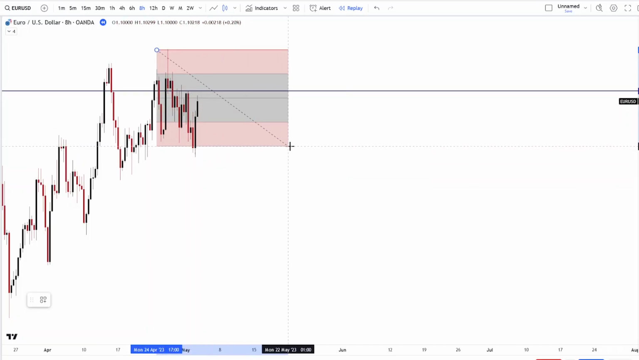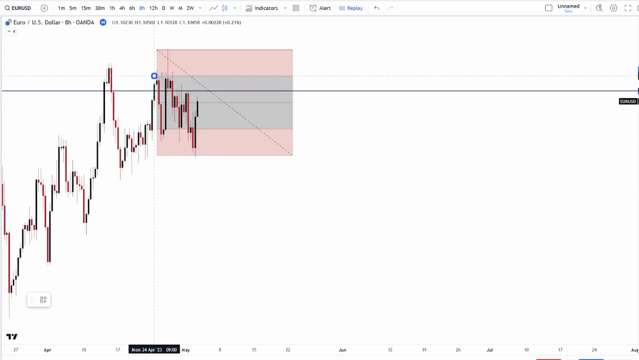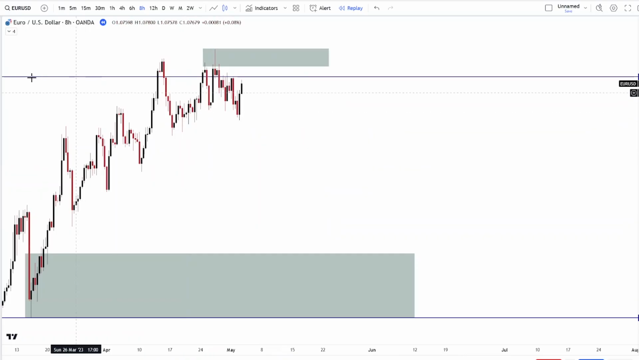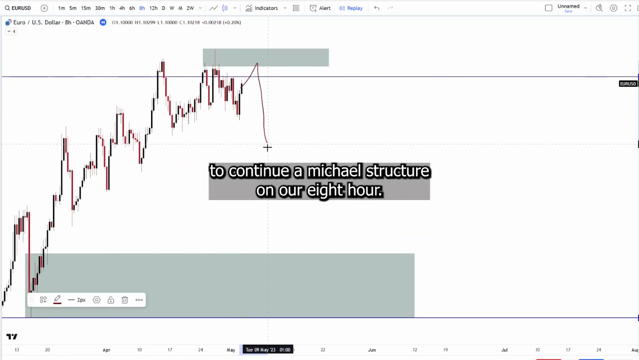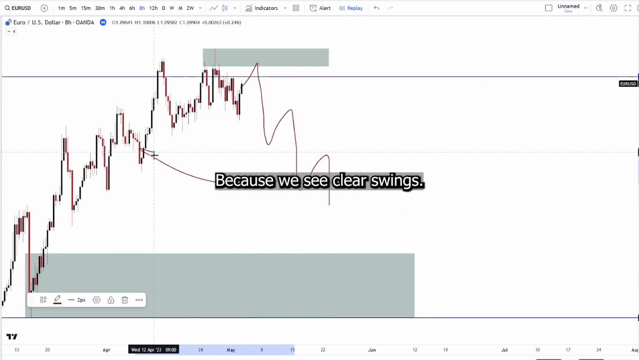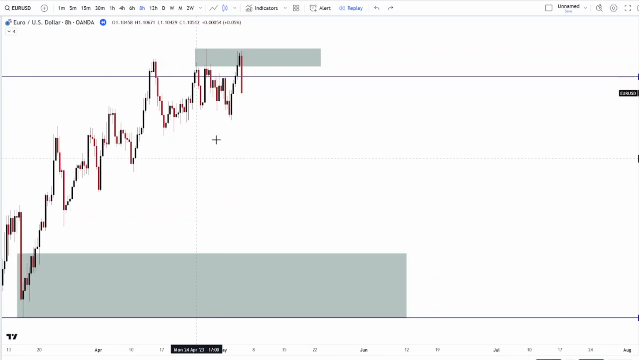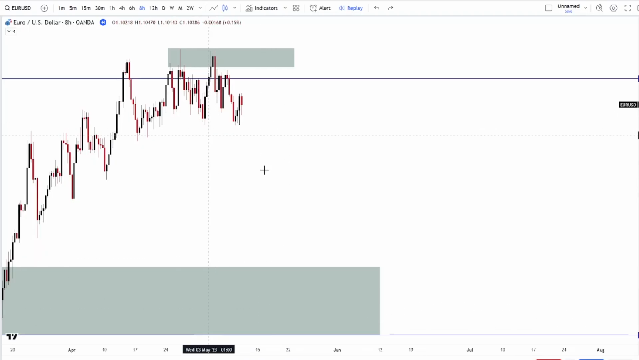So now you pull out your fib. And you have a high probability of getting a rejection somewhere here. If price does reject from here, you can expect price to continue a micro structure on our 8-hour. Again, why do we pick our 8-hour? Because we see clear swings. Price action is visual. You have your rejection right here. And price broke structure.